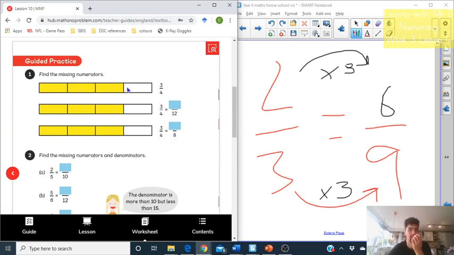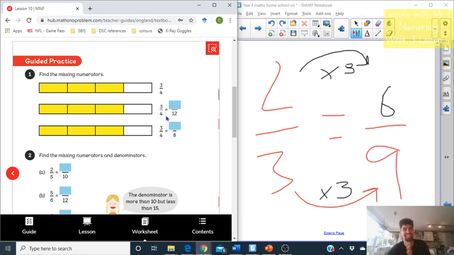So here, everything is split into quarters. Can I get my quarters into 12ths? Split each quarter into 3 parts: 1, 2, 3, 4, 5, 6, 7, 8, 9, 10, 11, 12. That could be one way of doing it, or is there a link between 4 and 12? Yes, there is. 4, 8, 12. Times that by 3. That has to times the top by 3.